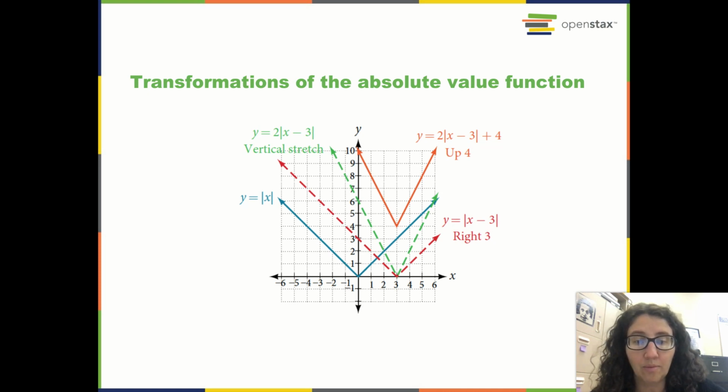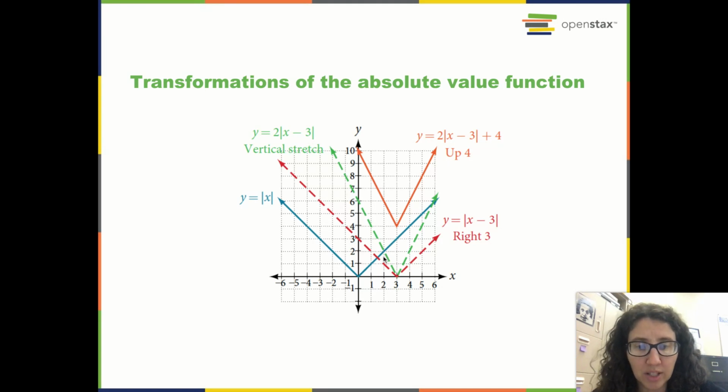And now what if we did a vertical stretch? If we stretched it up by 2, our green function here, we'd have this function here, 2 times the absolute value of x minus 3.